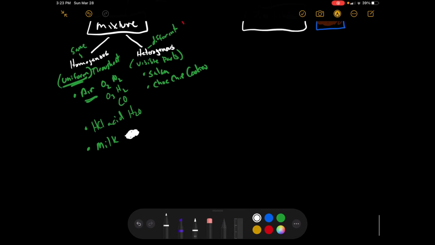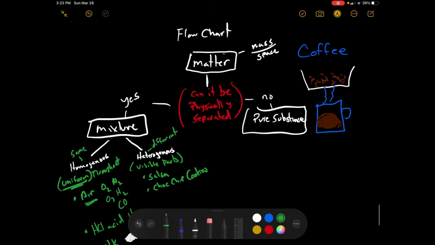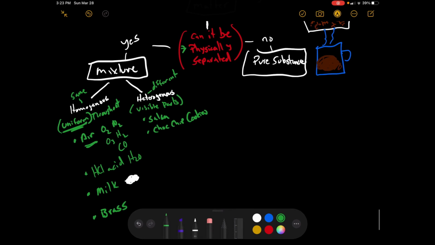Another homogeneous mixture would be, for example, brass, and that's a mixture of different metals, but you can't really see the different metals in there, but you can physically separate them. Okay? You can physically separate them. So that is a really good question to ask: can it be physically separated? So these are homogeneous mixtures.